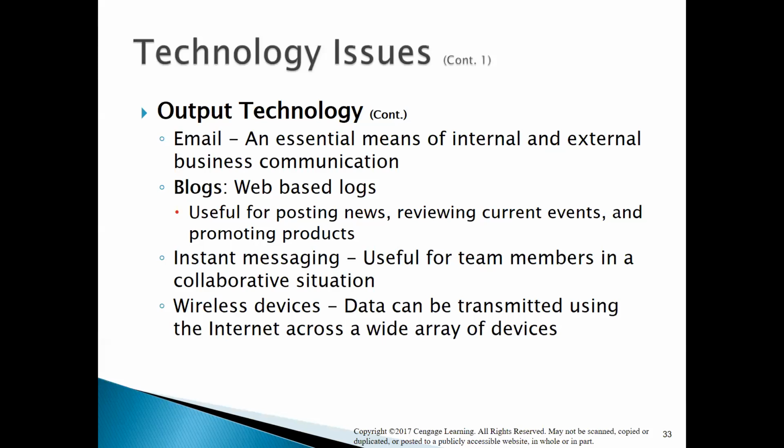There are other forms of output technology as well. You have emails, you have blogs. What are blogs? Blogs are web-based logs. When we talk about blogs, people go around on the web posting some form of news or events. You have instant messaging, IM, which you're very familiar with, like Viber, Messenger and so forth. And then you have wireless devices that are able to transmit data across the internet: mobile phones, tablets, laptops and so forth.